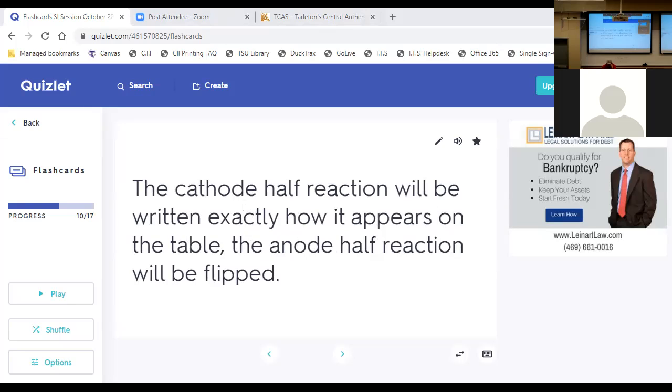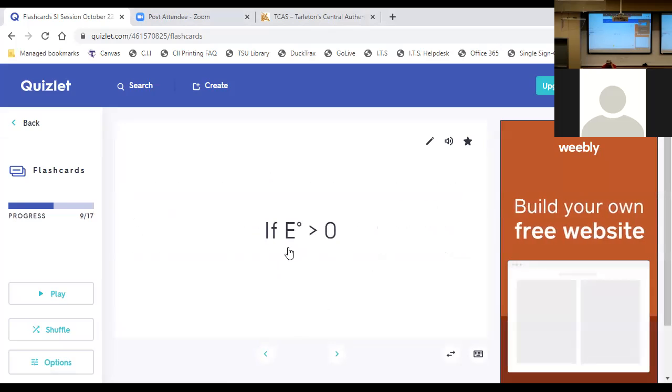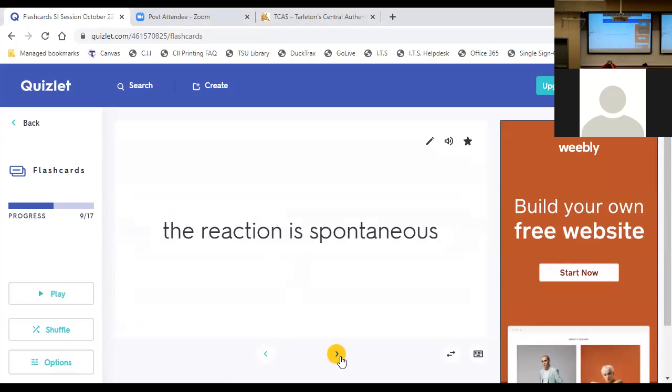And remember, the cathode goes first. So you find the one that's exact, and then you subtract the one that's not exact. You don't change any of the values themselves. You just find out which one goes in front of the other. And then if the cell potential is greater than 0, then the reaction is spontaneous.